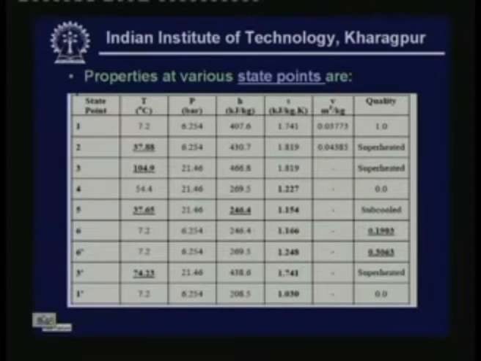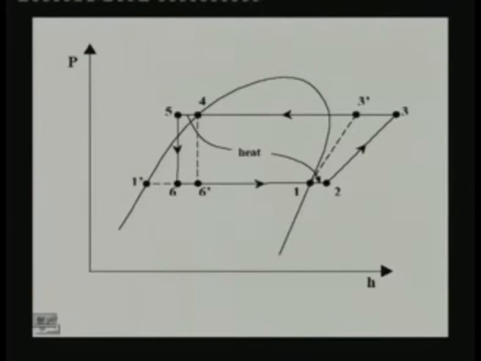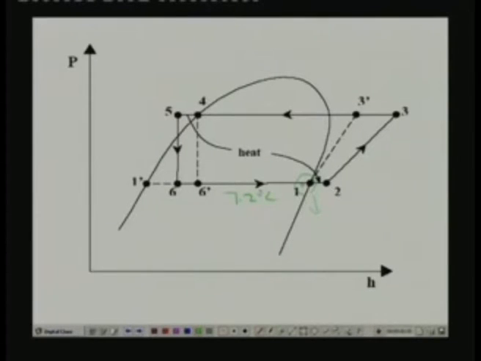Now, as we have done in the last lecture, the first thing we do is we find out the various properties at all the state points. So, let me first once again show the state points. State point 1 is the outlet of the evaporator, in saturated condition, and the temperature is 7.2 degrees centigrade. And state point 2 is the exit condition of the liquid suction heat exchanger, and it has a temperature of 37.88 as we have just now computed.